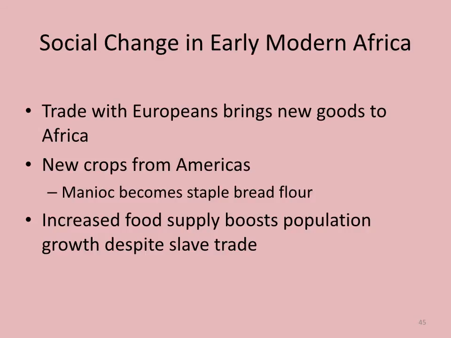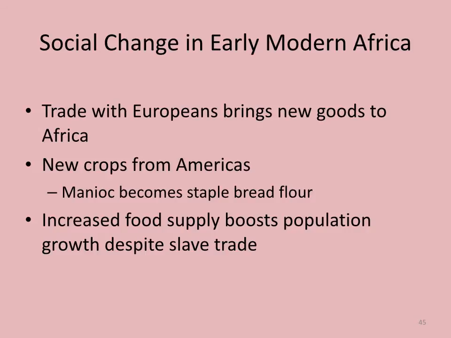Now, new crops from the Americas. Manioc is going to become a staple bread flour. It's essentially a really kind of grainy plant, which is going to have a take off in Africa, and it's going to be the leading food source for a lot of Africans still to this day. It's going to increase food supply and boost population growth despite the slave trade.